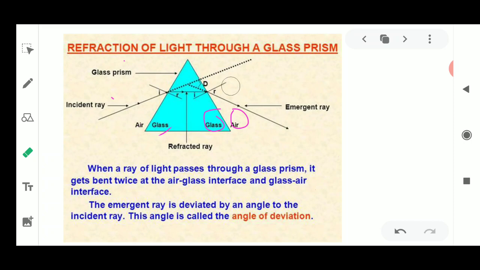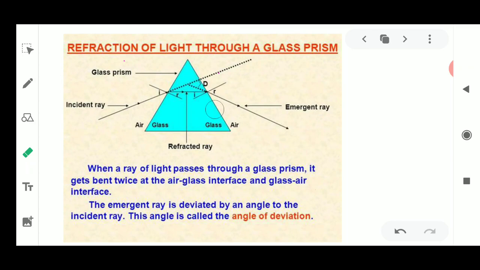So whenever the denser and the rarer medium change, meaning whenever the refractive index changes, the light ray is going to be refracted. Okay, the light ray is going to bend. So when a light ray passes through a glass prism, it is going to bend twice. First at the air-glass interface, which is the place at which the refraction is taking place. Next is at the glass-air interface, which is this part where the emergent ray is coming out.